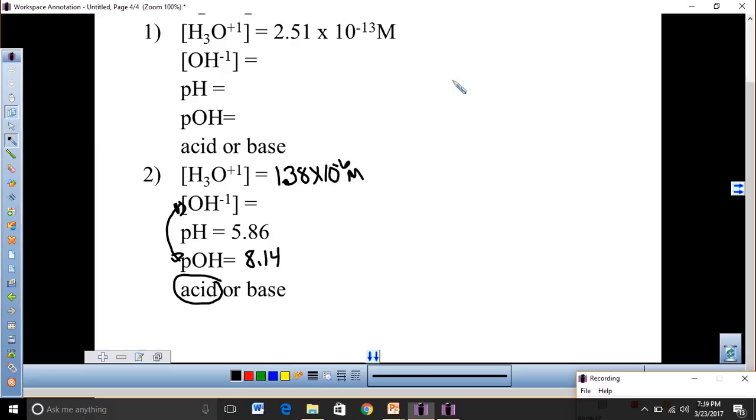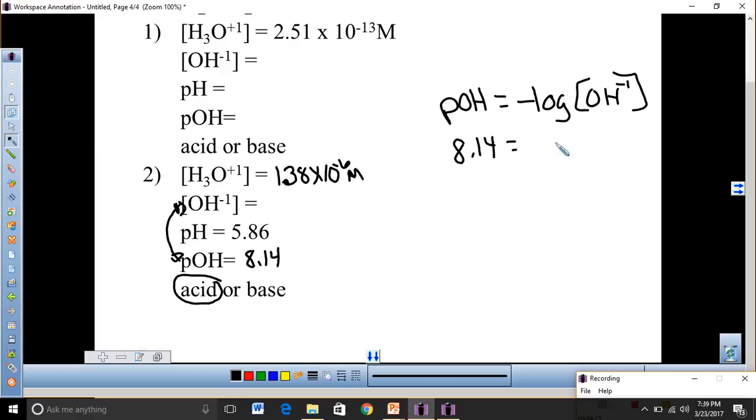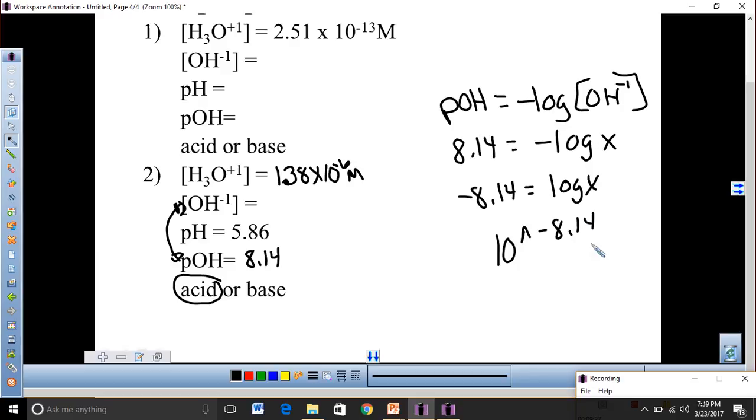All right, so I'm going to say the pOH equals the negative log of hydroxide. So pOH is 8.14, negative log, I don't know that guy, so he's x. Send that negative over to the other side. Now you've got log of x. Now to get x by itself, second log to get rid of the log, and you get 10, and it's as simple as that. And so we should be getting 7.24 times 10 to the -9 molarity.